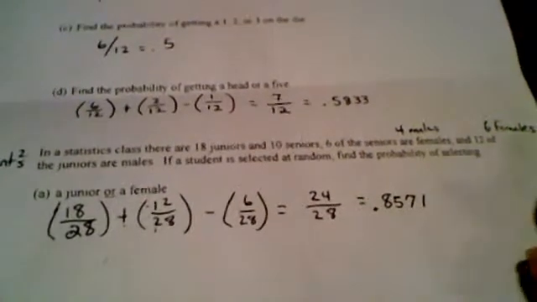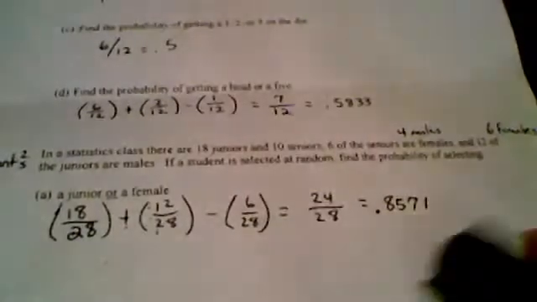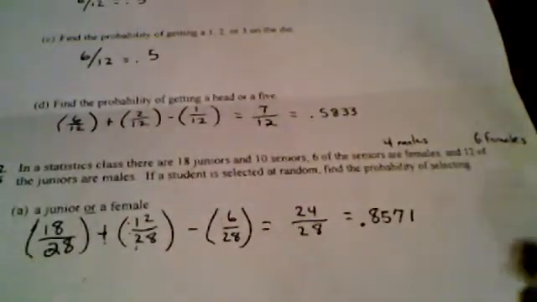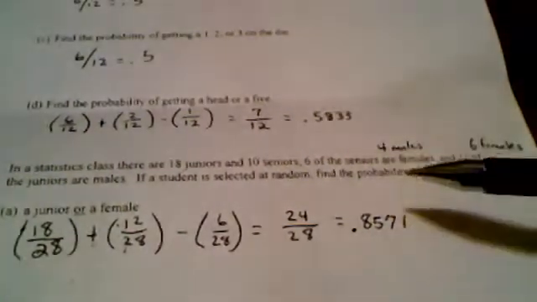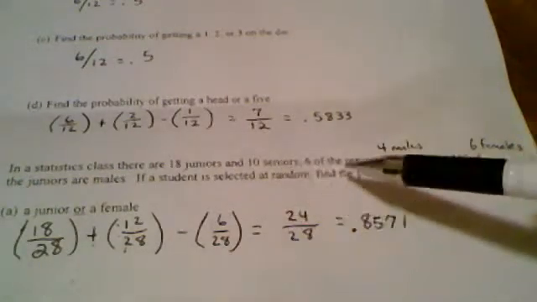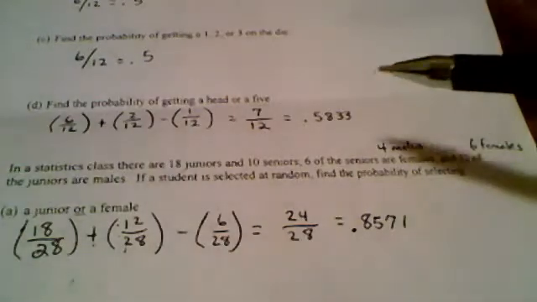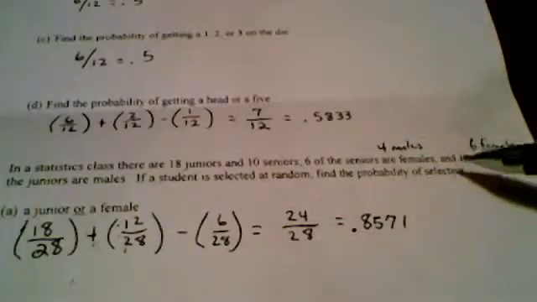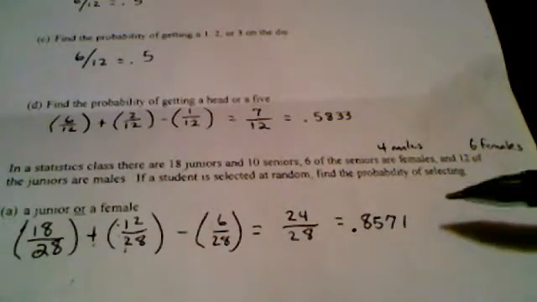In number 2, it says in a statistics class there's 18 juniors and 10 seniors. So I wrote out here, that means there were 28 students. If you have 18 juniors and 10 seniors, you had 28 total students. 6 of the seniors are females. So that means if you look at 10 seniors, if 6 are females, then that means 4 are males. If 12 of the juniors are males and you had 18 juniors, then that means 6 are females. You had 12 males and 6 females.